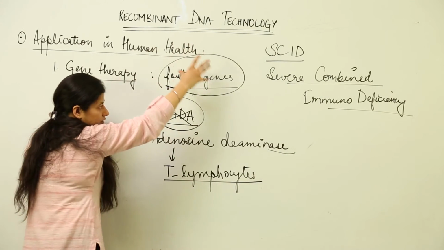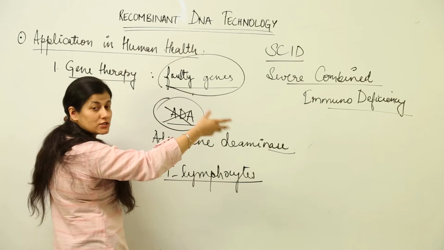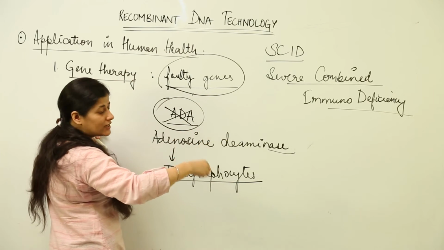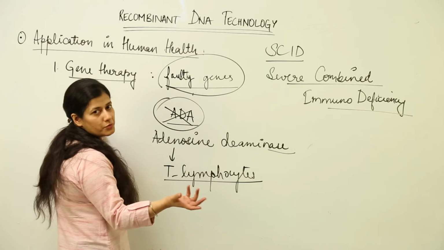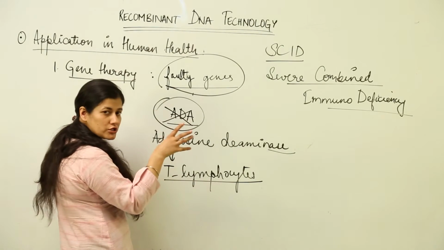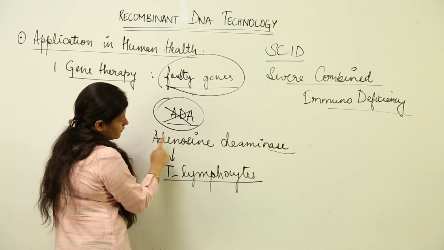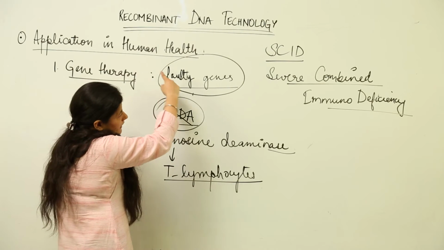Now in that condition, what could be done? We can replace the faulty gene which is not working as it should be working under certain circumstances. That could be mutation, usually mutation, I would not give any other example. Because of mutation, the gene responsible for production of ADA has become the faulty gene.